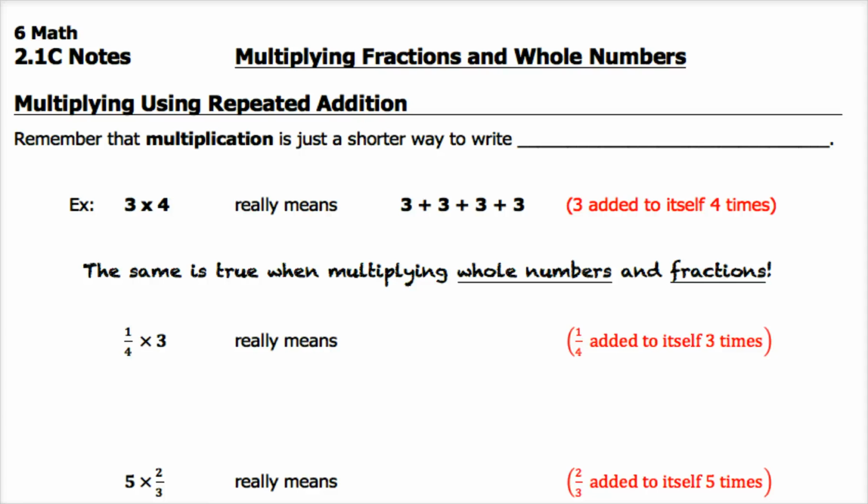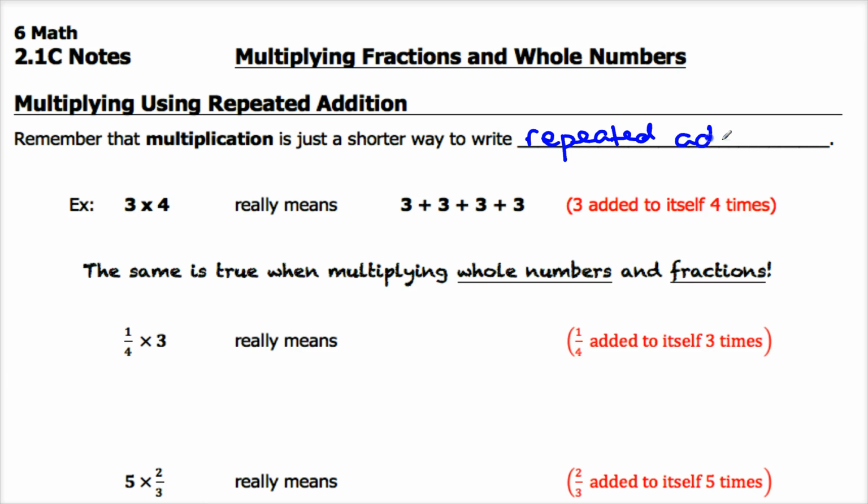Hey there, 6th grade. So in the last video, if you'll recall, we talked about how to estimate the product of fractions and whole numbers, and in this video I want to talk about how to find the exact answers for multiplying fractions times whole numbers, and we're going to do this a couple of different ways. And the first way we're going to do it is by using repeated addition. I want you to remember that multiplication is just a shorter way to write repeated addition.